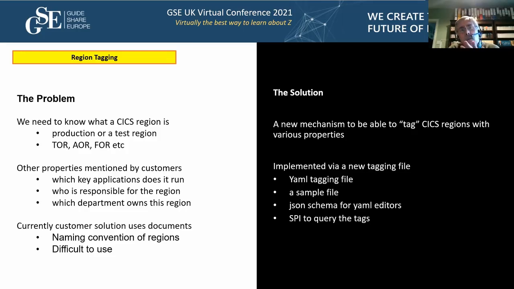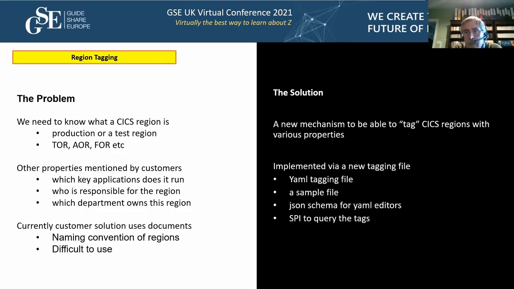So what we looked at is some way of identifying this, and we came across a slightly alternative solution, rather than just looking at the health checker, that would give a bit more information. And this is something called region tagging. The problem we were looking at was trying to identify what a CICS region was. Was it a production region? Was it a QA region, etc.? What type of region was it? What part of the business was it responsible for? Possibly what application was responsible for it, or who was responsible?